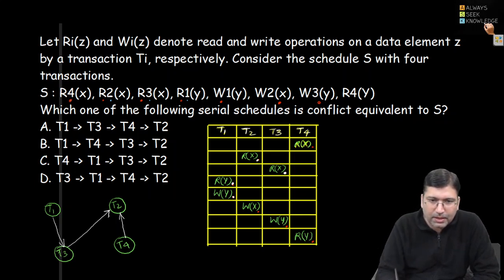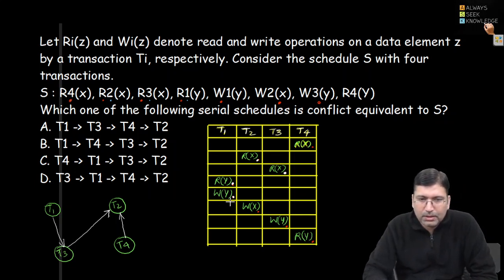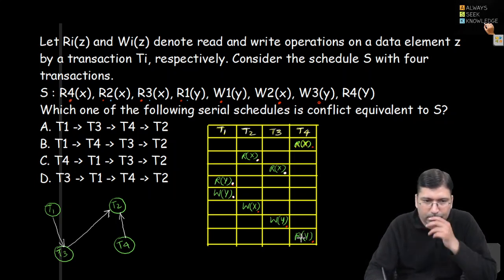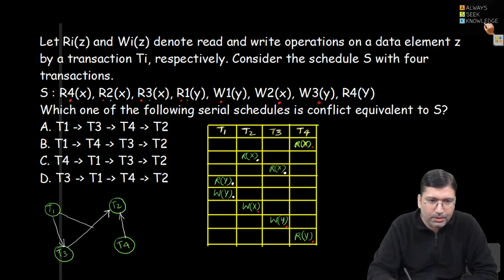Now let's check this write Y in T1. This write Y can conflict with read Y or write Y. So check for a read or write operation in T2. There is no read or write operation on Y, so no conflict. In T3 there is a write operation, so there will be an arrow from T1 to T3; there is already an arrow. And read Y will conflict with write Y, so there will be an arrow from T1 to T4.